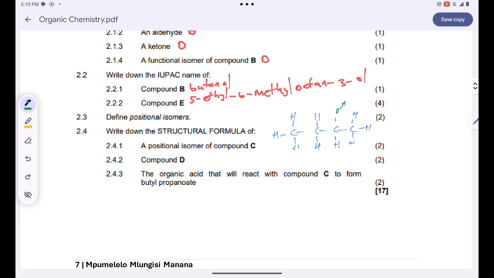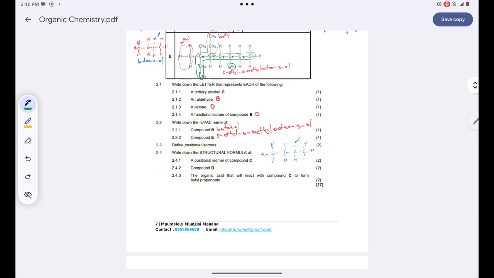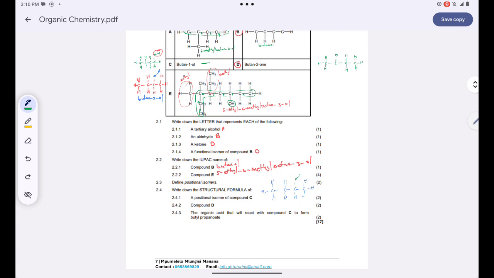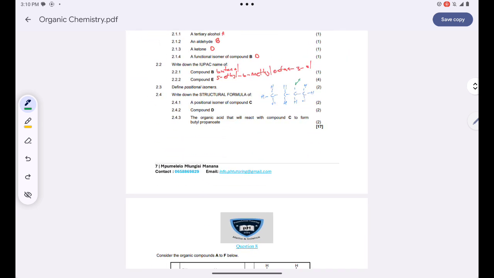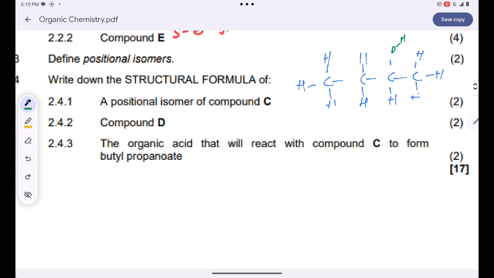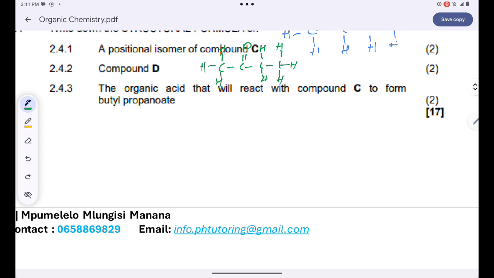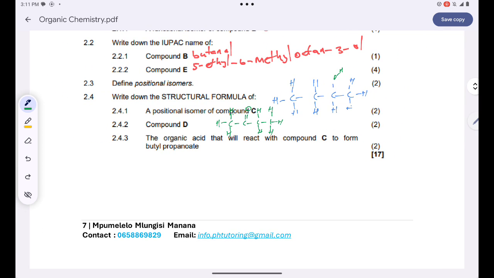Okay, I must write down the structural formula of compound D. What is compound D? Compound D is a ketone. I've already drawn the structure there, but let me just draw it for you here. I'm dealing with a ketone that has 4 carbons. I'm just lazy to write the hydrogens, but let me write them, guys, because you will forget as well, and then you'll get wrong answers. That's butanone.